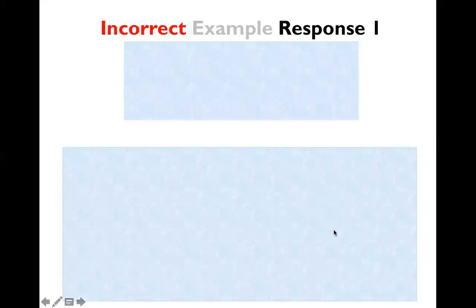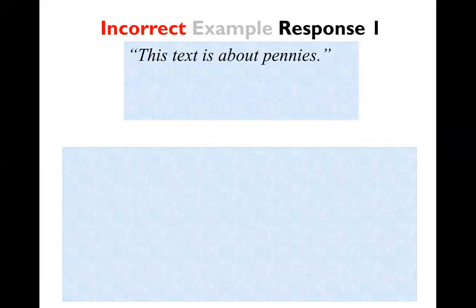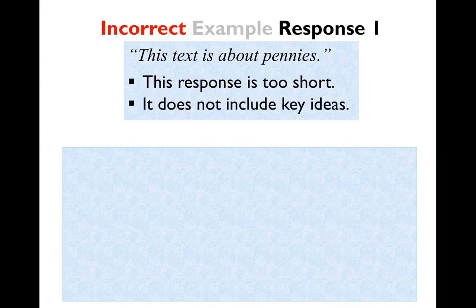Now, let me share 2 incorrect example responses here. The first one is, this text is about pennies. This is an incorrect response, because this response is too short and it does not include key ideas.